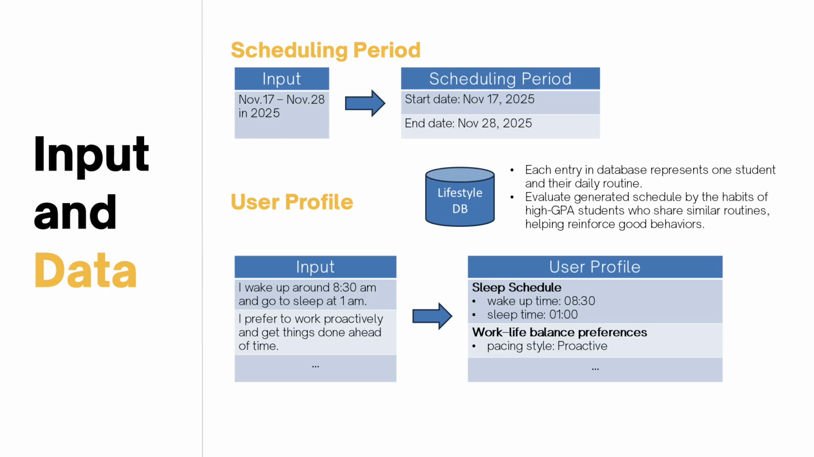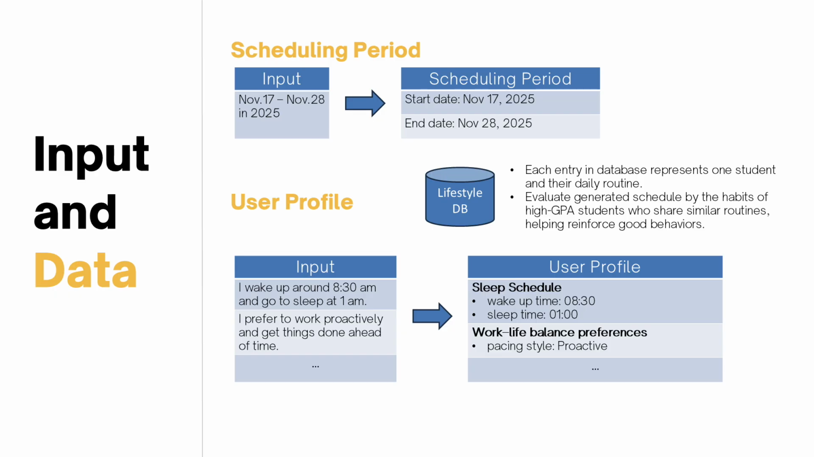For the first, you can input a simple date range like November 17 to November 28 in 2025. Then our system will convert it into a formal scheduling period with clear start and end date.